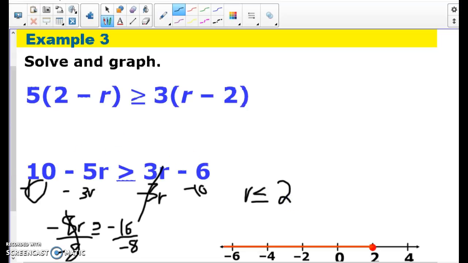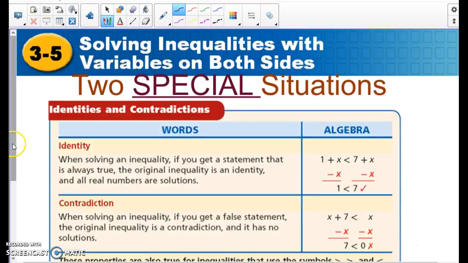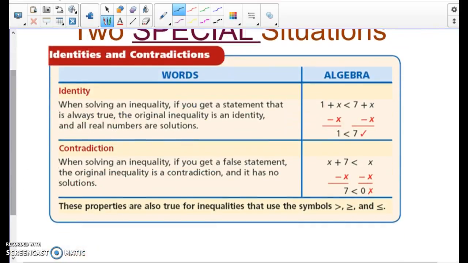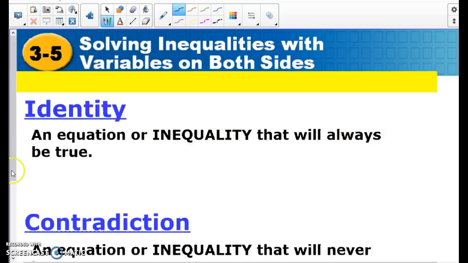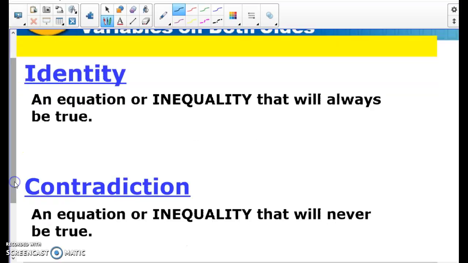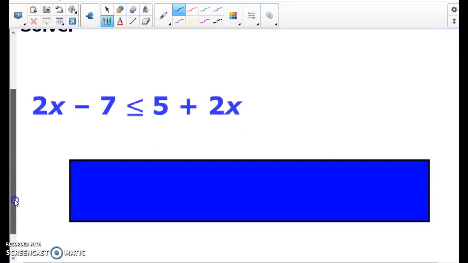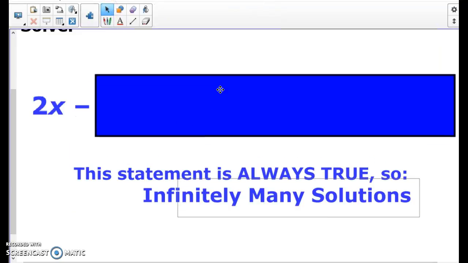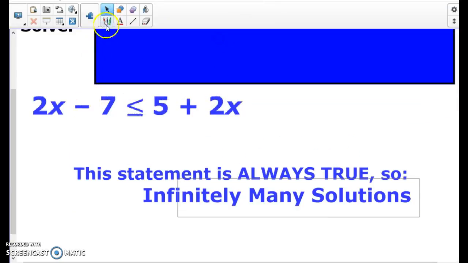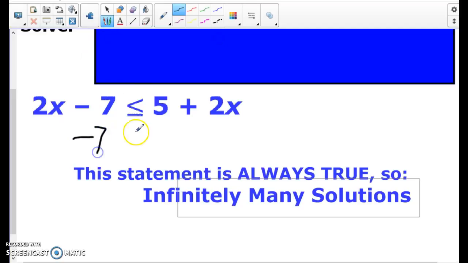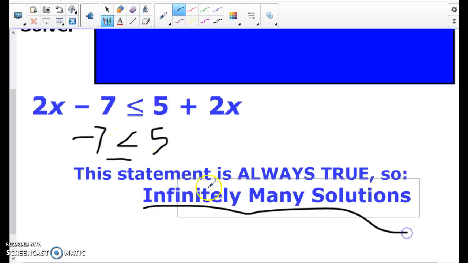Alright, another thing that gets added is the no solutions or the many solutions. Remember, we talked about this last time. It's going to be pretty much the same. So if it is true, it will be many solutions. If it is false, it will be no solutions. And what I mean by true and false, just like this. So we're going to solve it just like normal. And I'm going to get something that says -7 is less than or equal to 5. True or false? It is true. -7 is less than or equal to 5. So this is going to have many solutions.